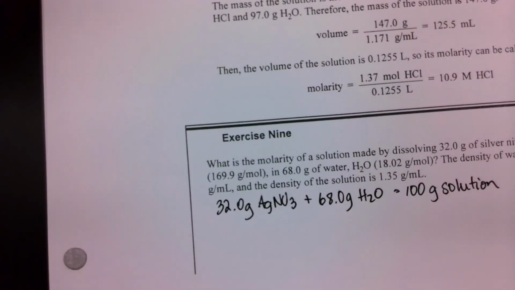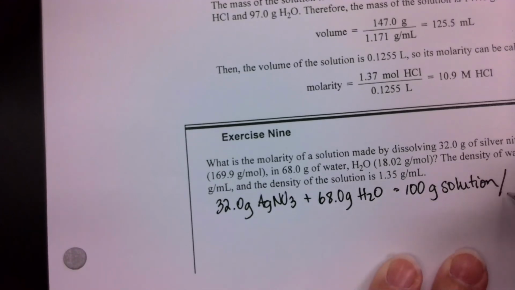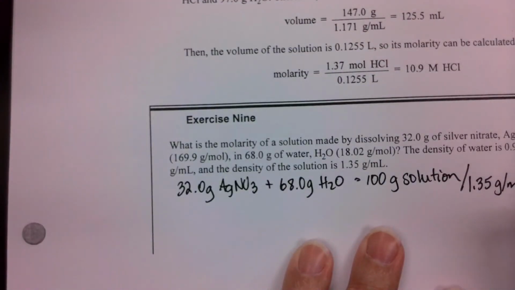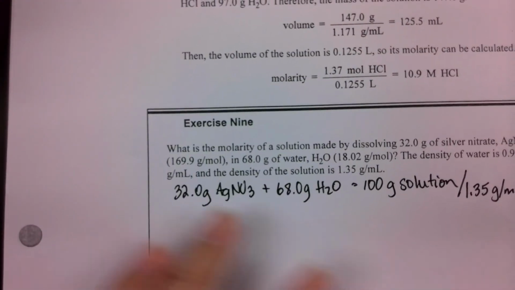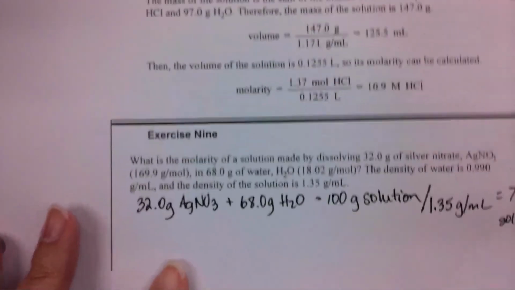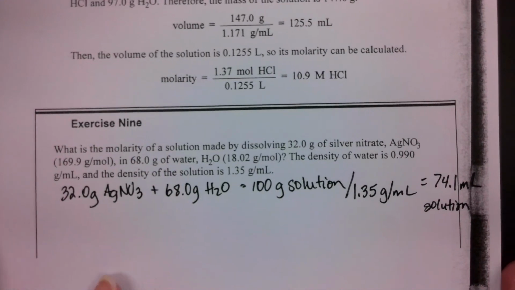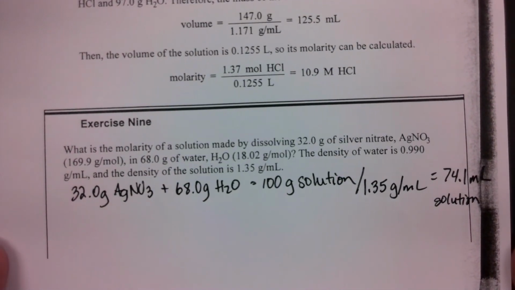Let's see what I did there. Okay. And if I have 100 grams of solution, and I know the density is 1.35 grams per milliliter, I can get that I have 74.1 milliliters of solution. And that's important to me, because if I'm going to find the molarity of something, I need to know its liters. Okay, so that's the tricky new part we hadn't done before.